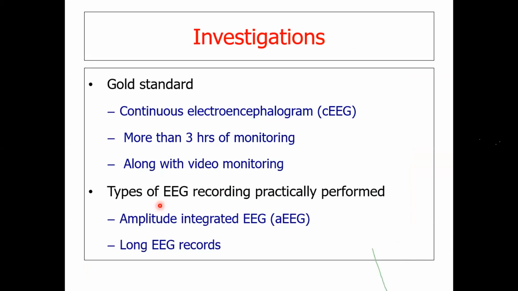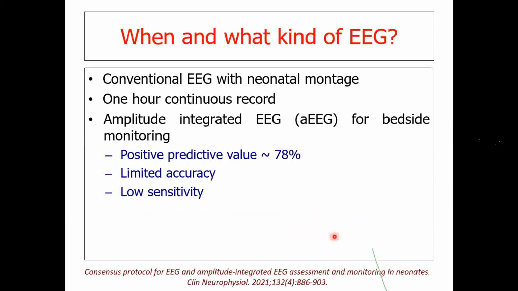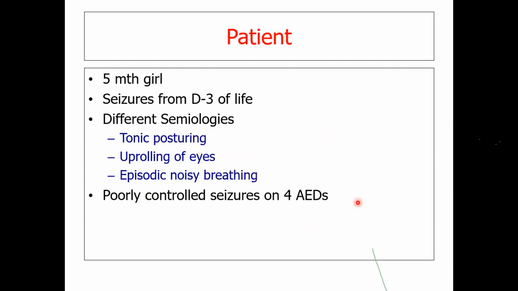Investigation again depends on the clinical manifestation. A continuous EEG is desirable with more than 3 hours of monitoring along with video monitoring, but practically it may not be possible, then at least a 40-minute record. And the EEG which has been told, an aEEG as well as a long EEG record. It has been shown that the positive predictive value of aEEG is around 78%, but it has limited accuracy and low sensitivity. So let us take certain case-based vignettes.